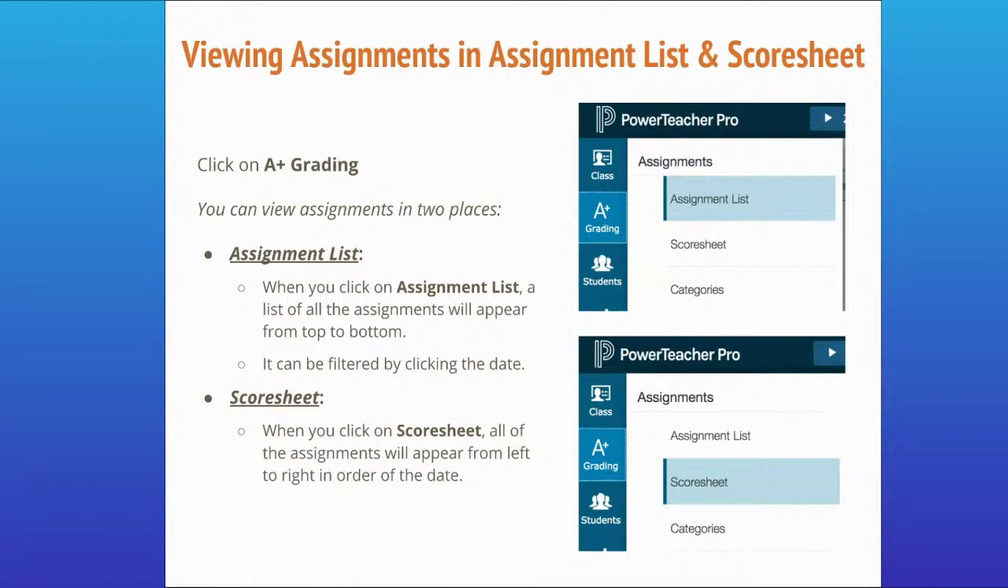Like always in PowerTeacher Pro, there's more than one way to get somewhere. In order to view the assignments that you have put in PowerTeacher Pro, you have 2 options. When you click on A+ grading, your screenshots are to the right. You have an assignment list, which means that it will list all of your assignments from top to bottom, and it can be filtered based on clicking on the column for the date or the category.